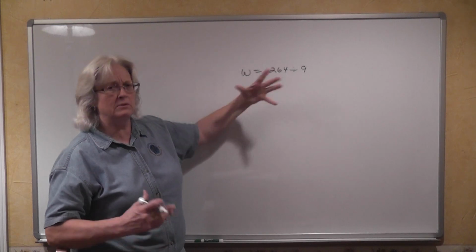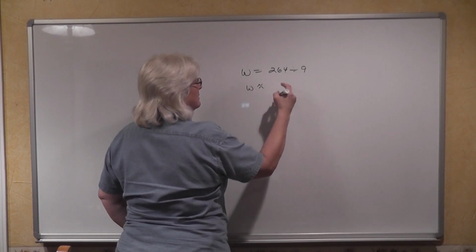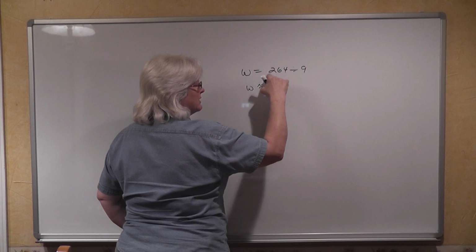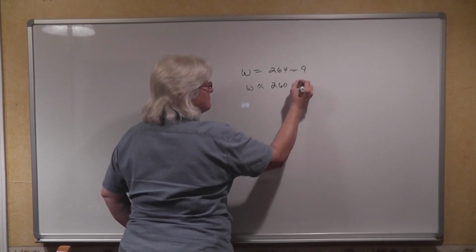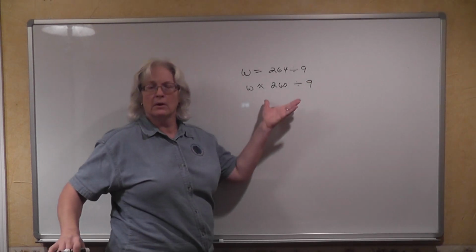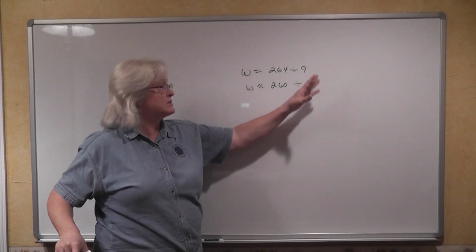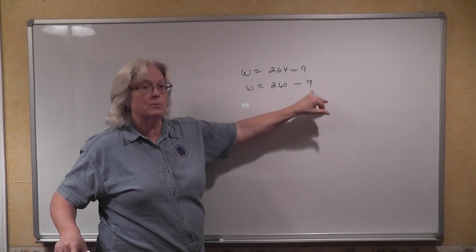But let's say you didn't know that. And you remembered that the last time we just rounded not to the highest place, but one place down. So if we rounded 264 to the nearest 10, we would be at 260. We're not going to touch this 9. It's not going to help us to round up to 10. So we're just going to keep it right there at 9.